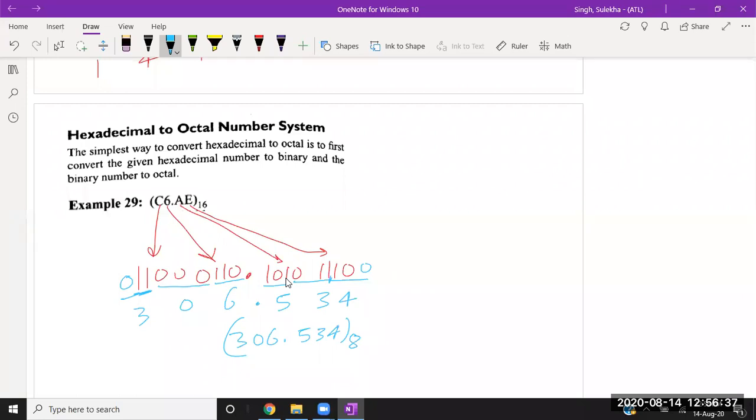Is there any problem in conversion of hexadecimal number to octal number system via binary number system? If it is clear, write yes in the chat box. If you are having any doubt, you can unmute yourself and say your doubt. Okay, very nice.